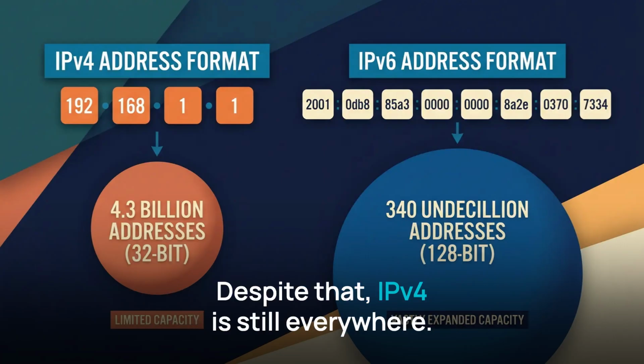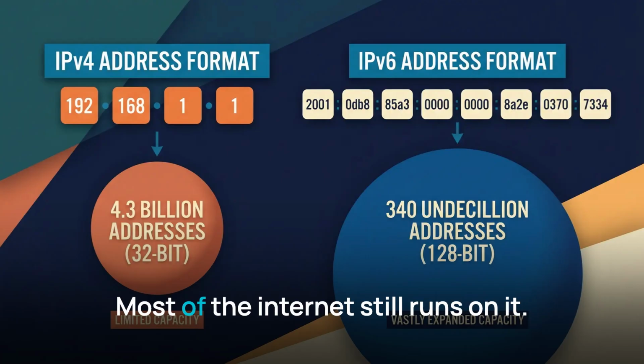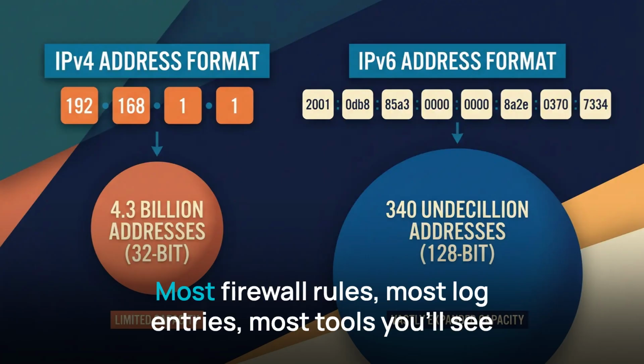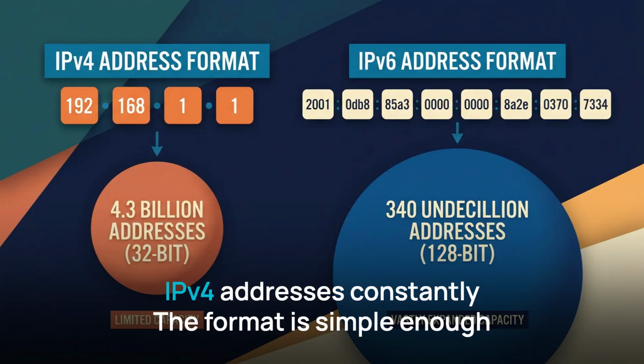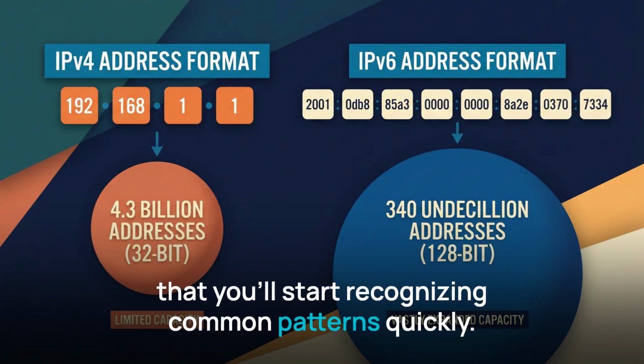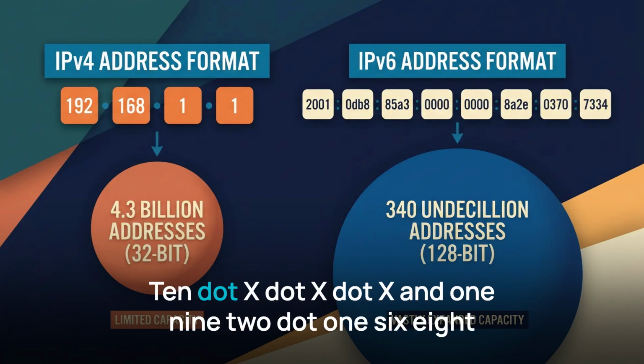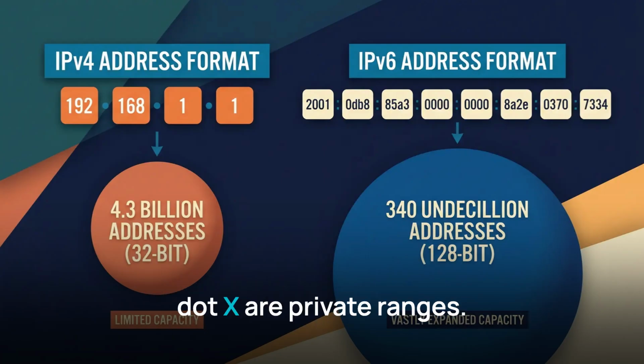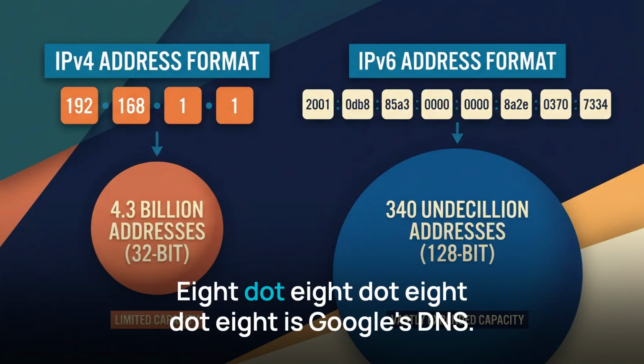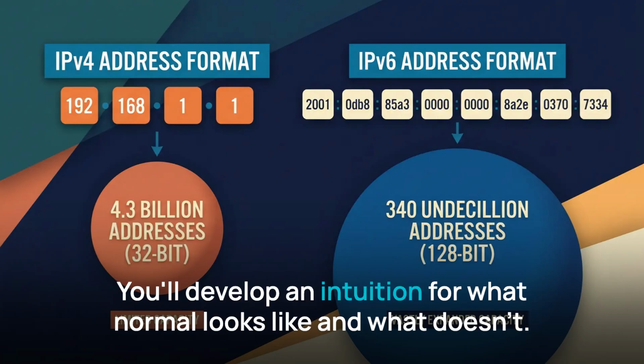Despite that, IPv4 is still everywhere. Most of the internet still runs on it. Most firewall rules, most log entries, most tools, you'll see IPv4 addresses constantly. The format is simple enough that you'll start recognizing common patterns quickly. 10.x.x.x and 192.168.x.x are private ranges. 8.8.8.8 is Google's DNS. You'll develop an intuition for what normal looks like and what doesn't.